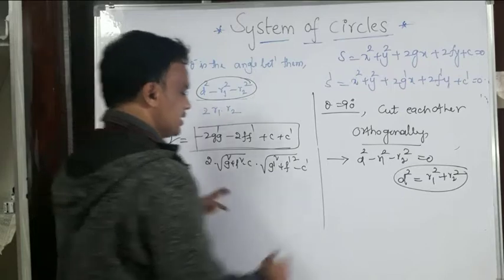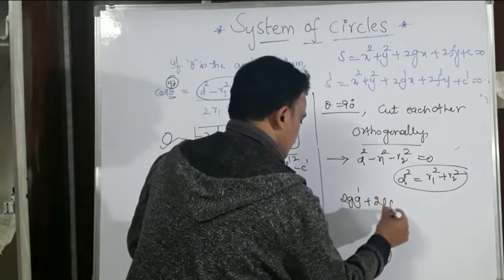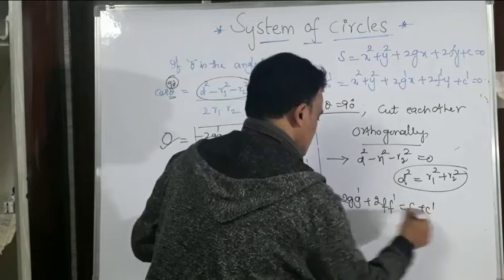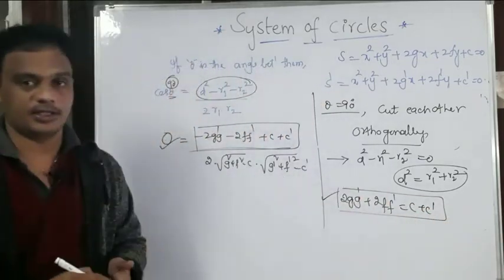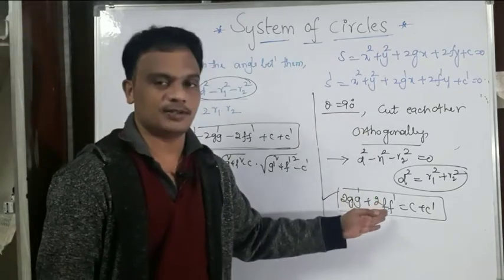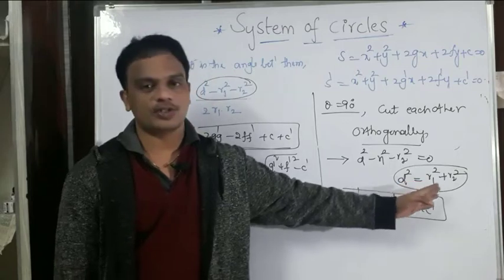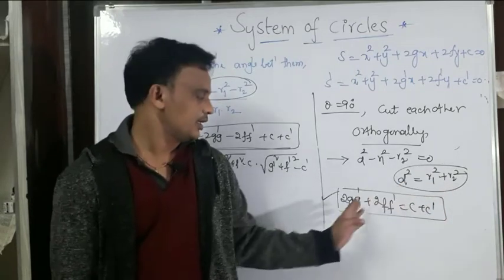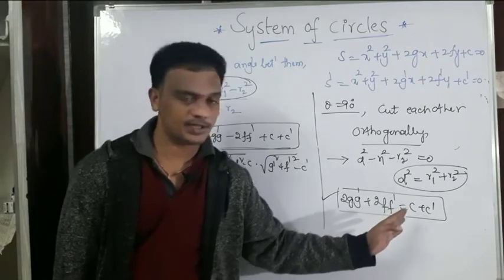So, simply we can write 2gg' plus 2ff' is equal to c plus c'. That will be the condition for orthogonality. Yes, we can use any of these conditions. What are the conditions for orthogonality? d square is equal to r1 square plus r2 square, or else 2gg' plus 2ff' is equal to c plus c'.